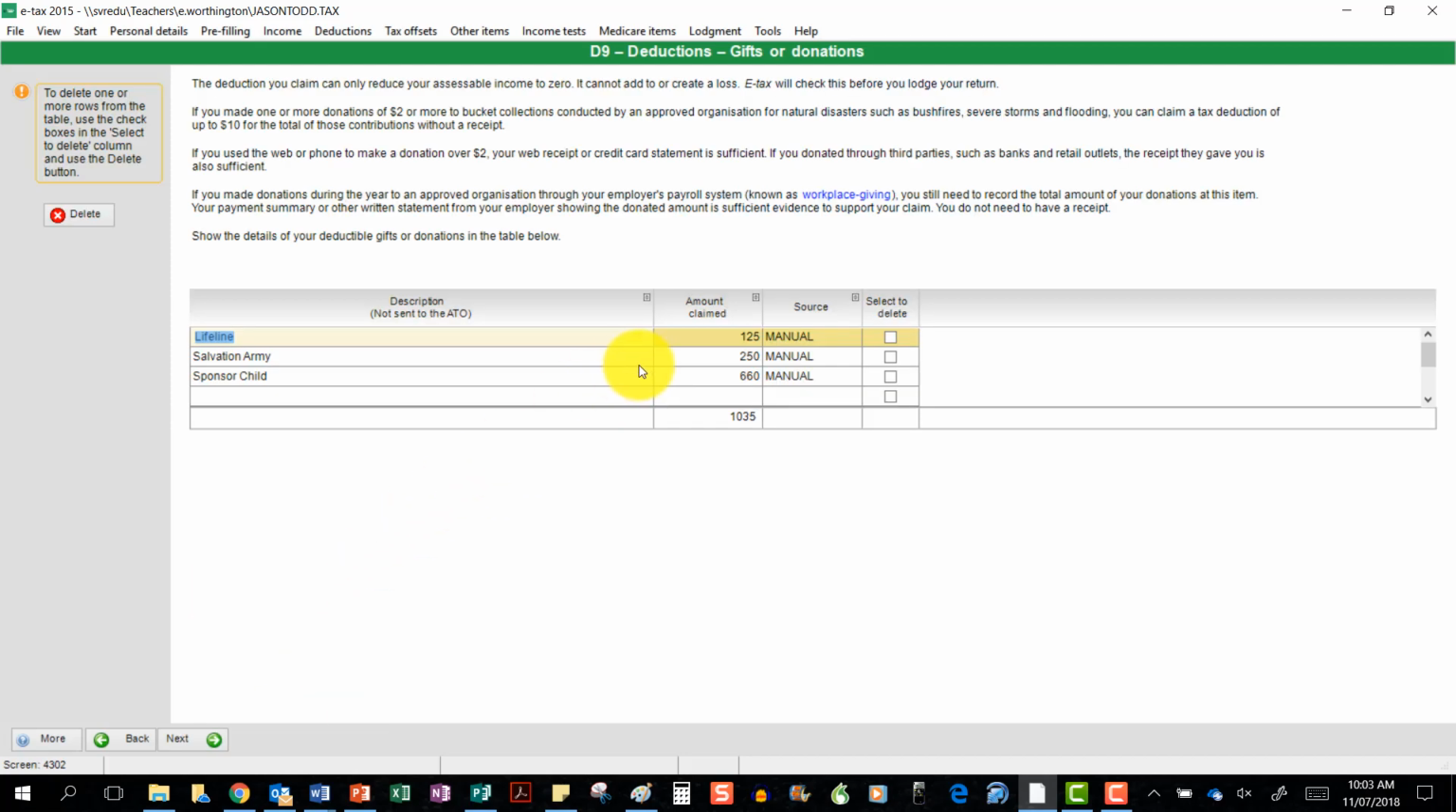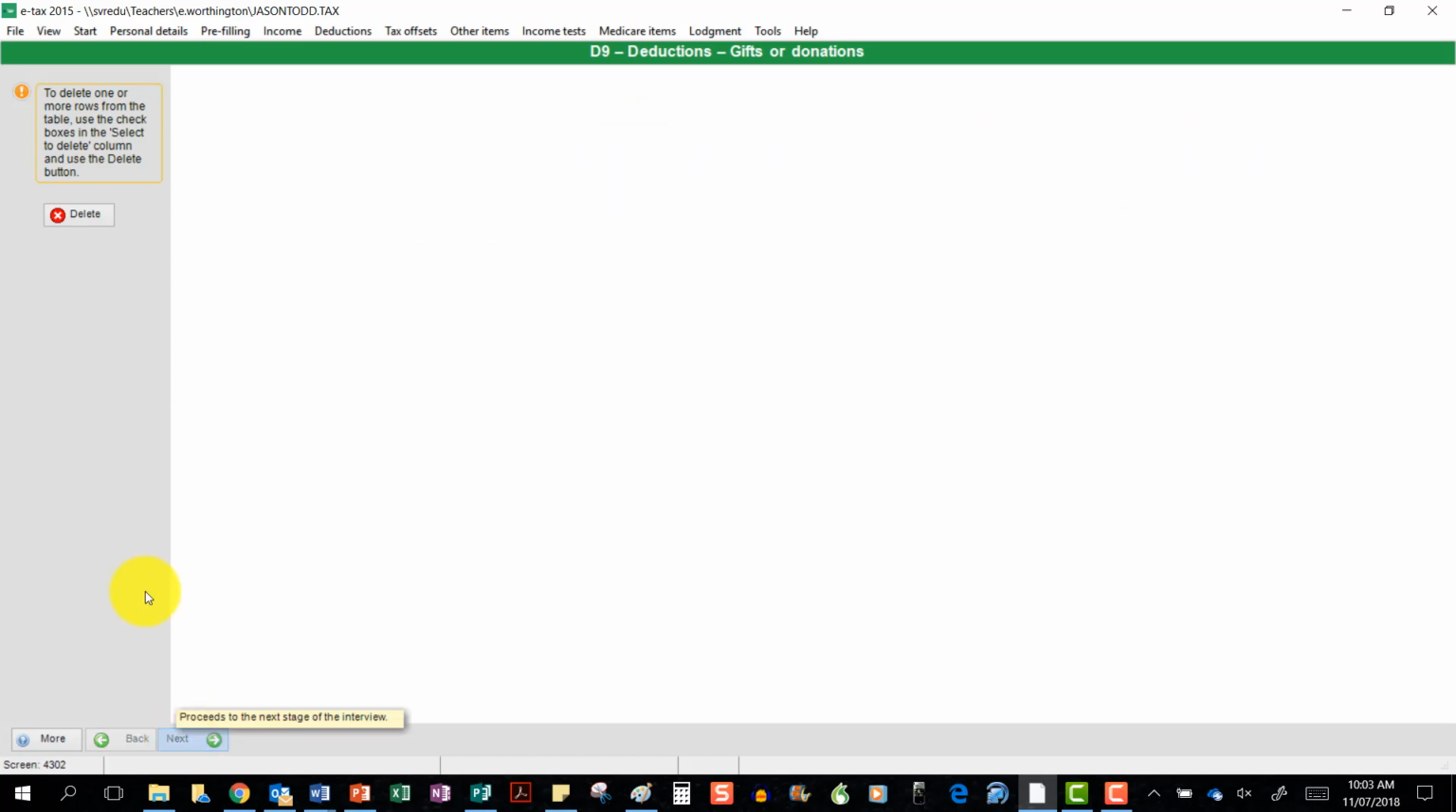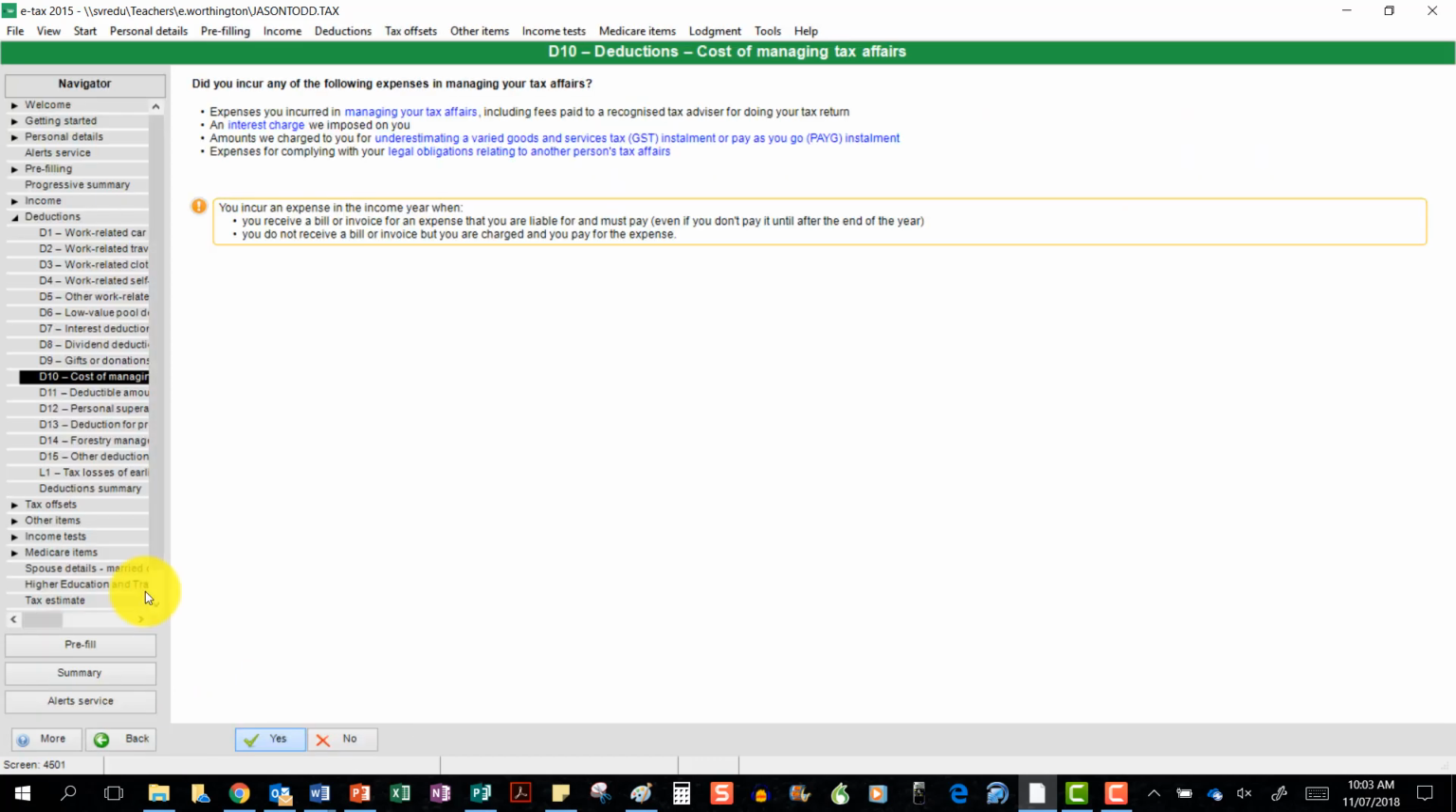Lifeline was 125. Please separate these in your assignment to make sure you get them all. Salvation Army was 250, and the sponsor child, remember the sponsor child was an amount per month, so you'll need to do the calculations and put in the year amount here, and then we can click next once you've typed all of that in. Now, were there any other tax deductions available to him? No, there weren't. You can do this with your highlighter and look at all of that.